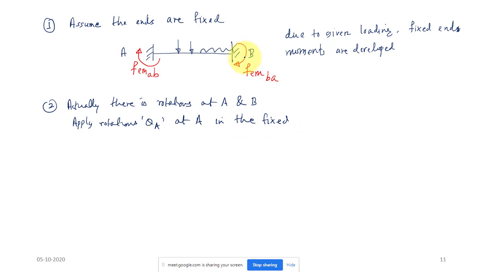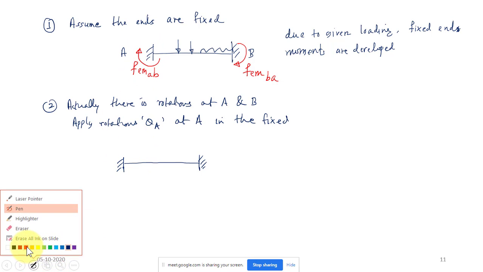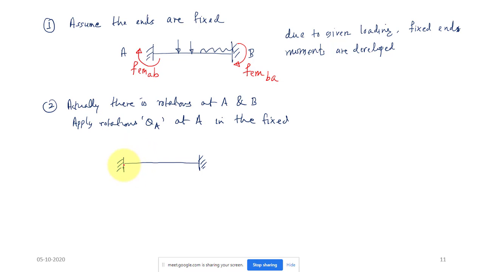I got the fixed moments. Now I will take this fixed beam and I will apply rotation theta A. I will apply only rotation theta A in the fixed beam. So I can find out corresponding end moments developed due to this rotation, or the moment that might have caused this rotation. So what I will do, I will take this fixed beam. Okay, so now I am going to apply rotation theta A to this support A. So I am going to rotate only one support, which is theta A. So this one I am going to rotate in clockwise direction.